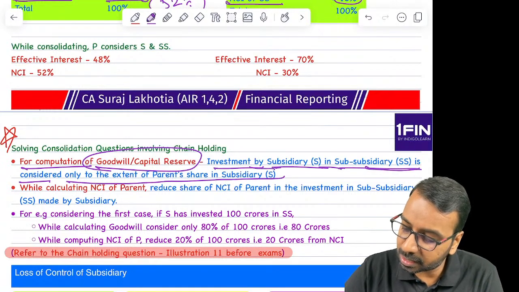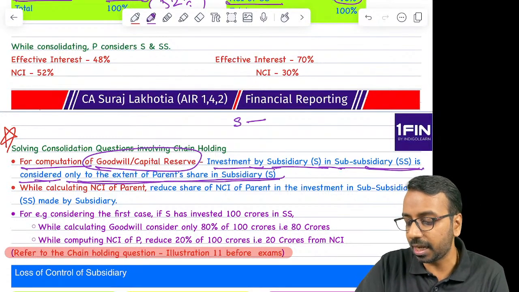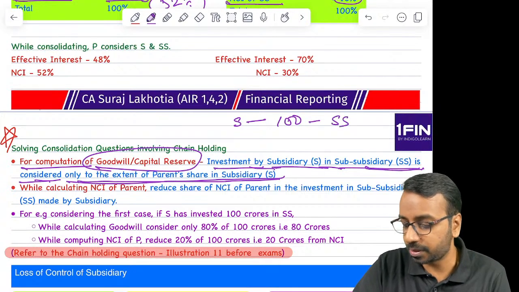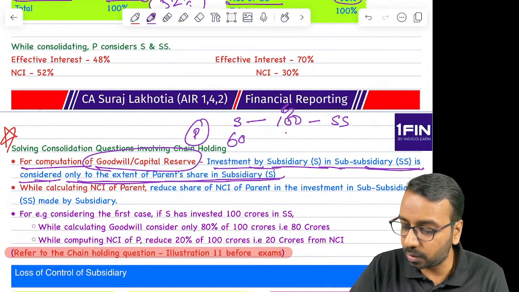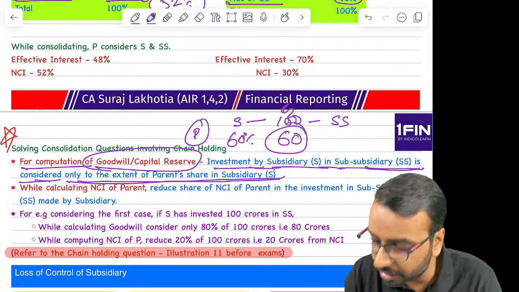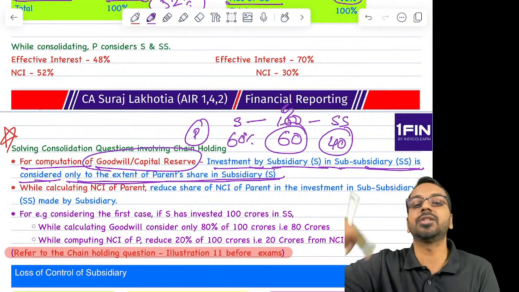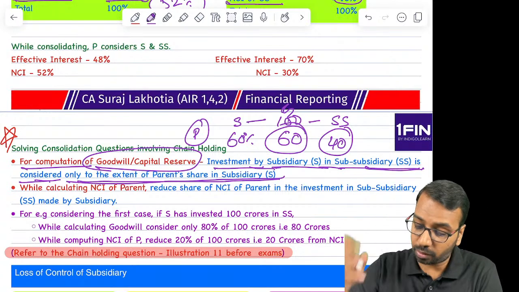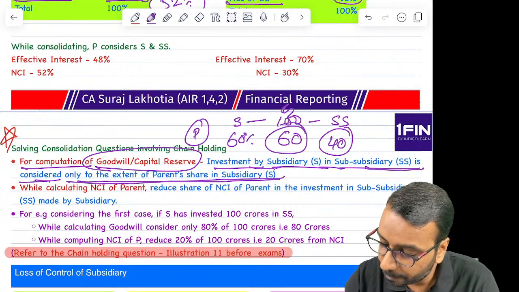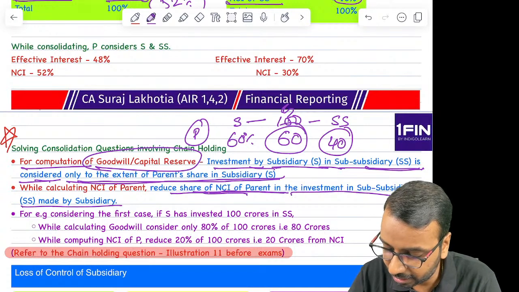What do I mean by that? Investment by subsidiary in sub-subsidiary is considered only to the extent of parent share. So, if subsidiary has invested 100 rupees in sub-subsidiary, what is the parent stake? Parent stake, let us say, is only 60%. So, you will take only 60 rupees for the calculation of goodwill. Sir, why is that the case? Because 40 is owned by non-controlling interest. So, while calculating the NCI, you will reduce the share of NCI in the investment in sub-subsidiary made by subsidiary.